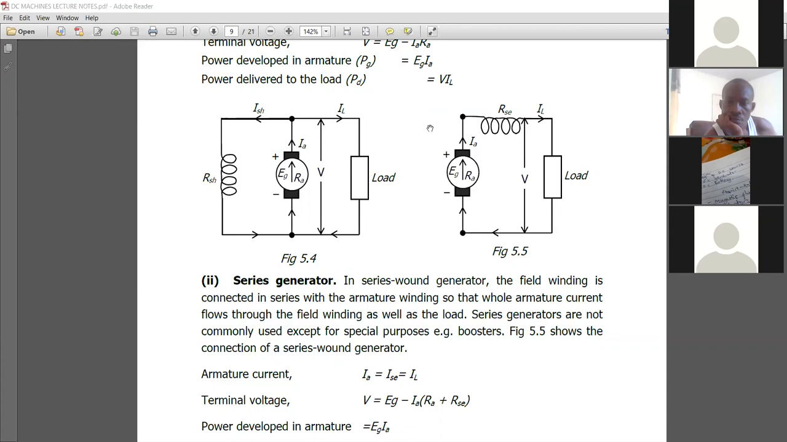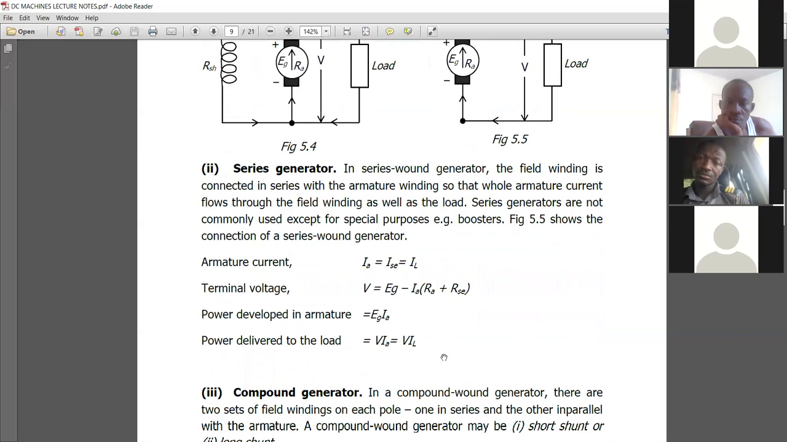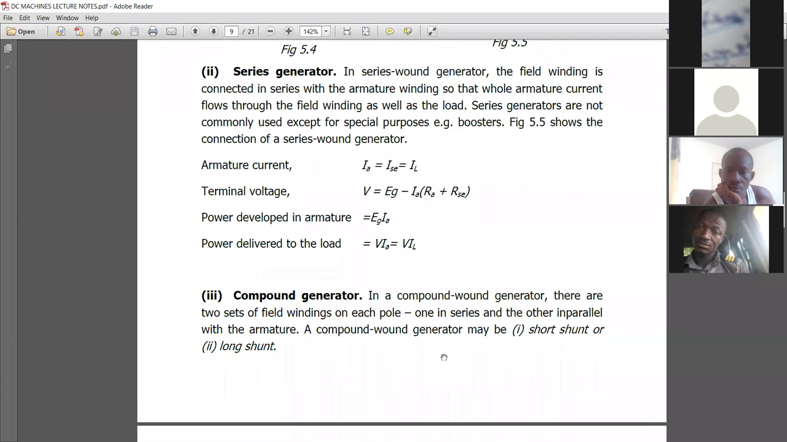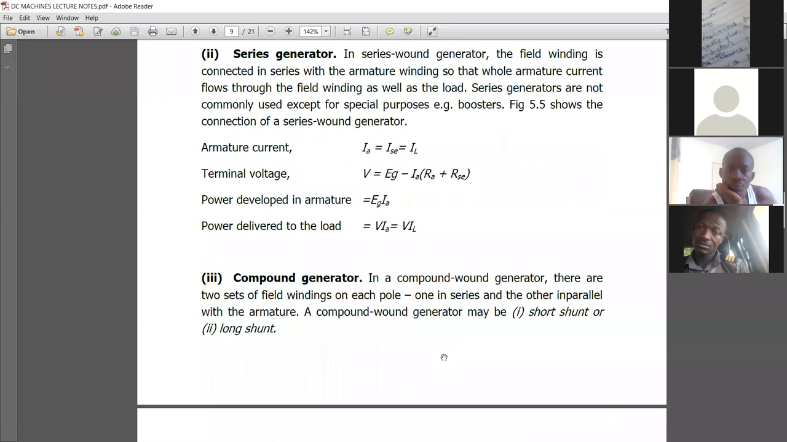So figure 5.5 is helping us to understand the series generator. Then the shunt generator is 5.4. No, 5.4 is the power generator, the parallel generator, shunt is shunt. All right, so let's continue.